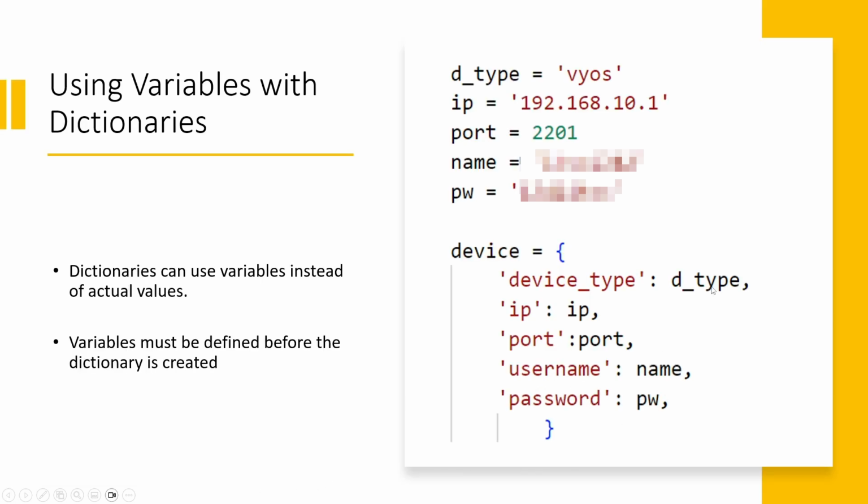Somewhere before this, I would need something saying d_type is equal to something. IP is equal to something. Port is equal to something. Name is equal to something. Password, PW, is equal to something.